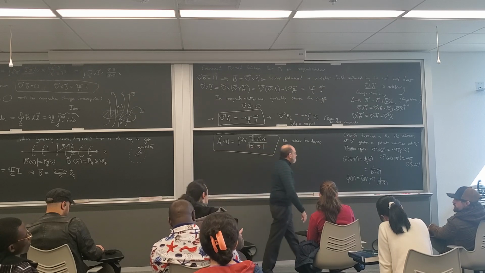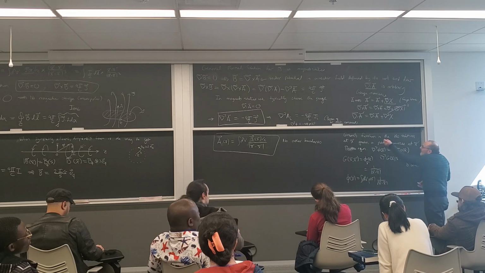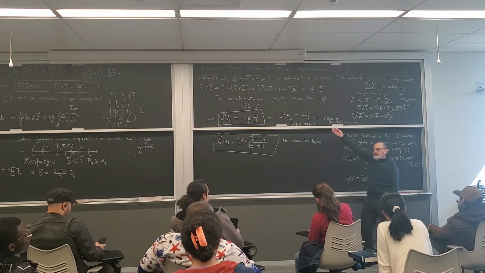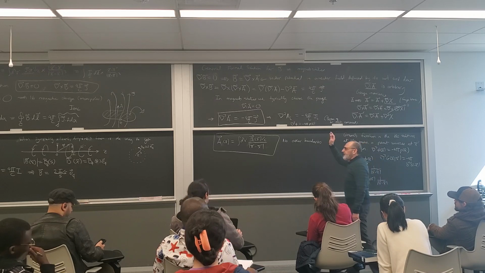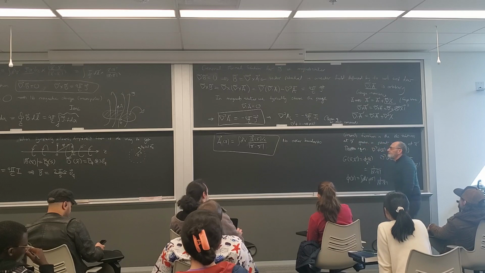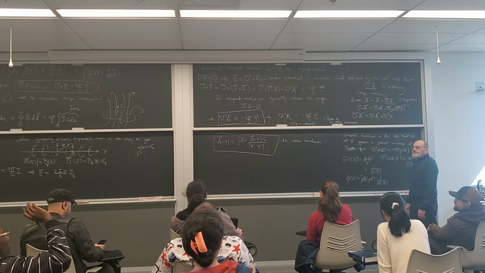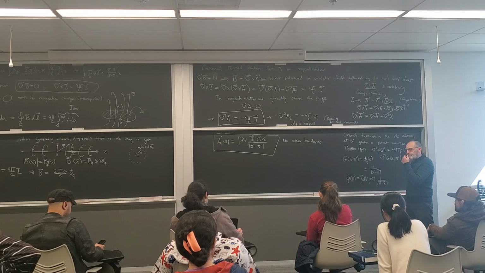This is just a general solution to the scalar potential. That's right, and each component satisfies the same equation. I see, so you just have a bunch of these: one for A_x, one for A_y, and one for A_z.